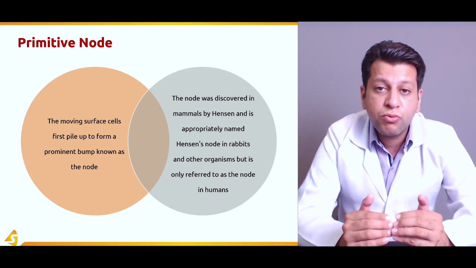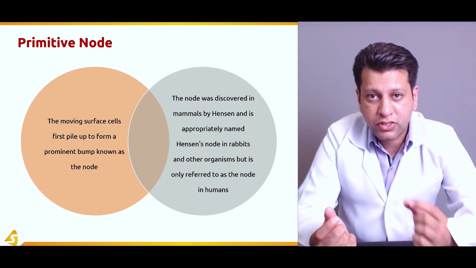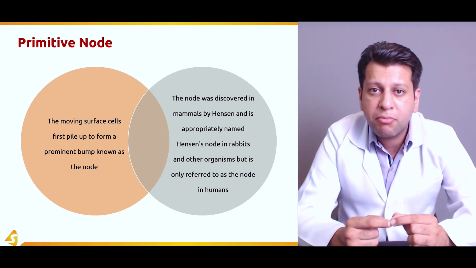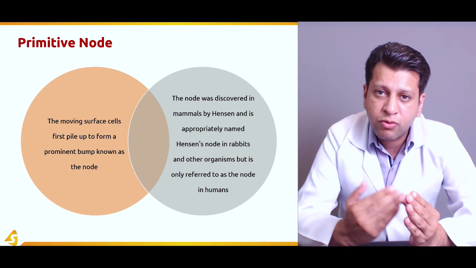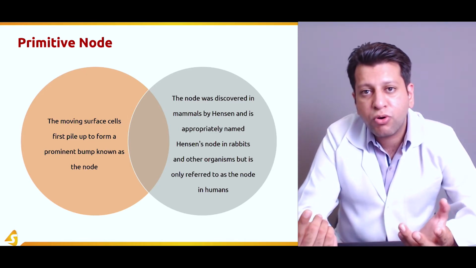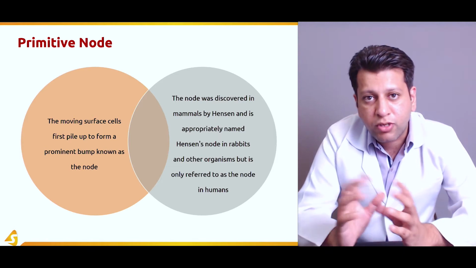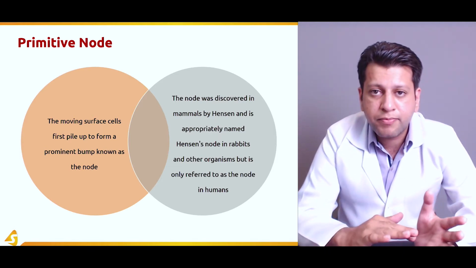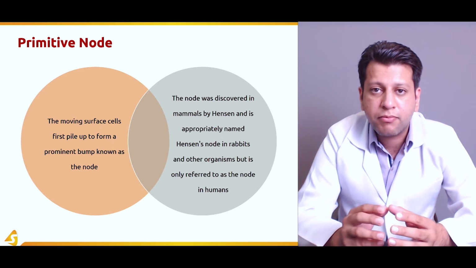So up till now there is a primitive streak formation which occurs in the midline. It gradually extends from the caudal to the cranial end, and at the cranial end there is a formation of a node called the primitive node. Once that is done, they continue.